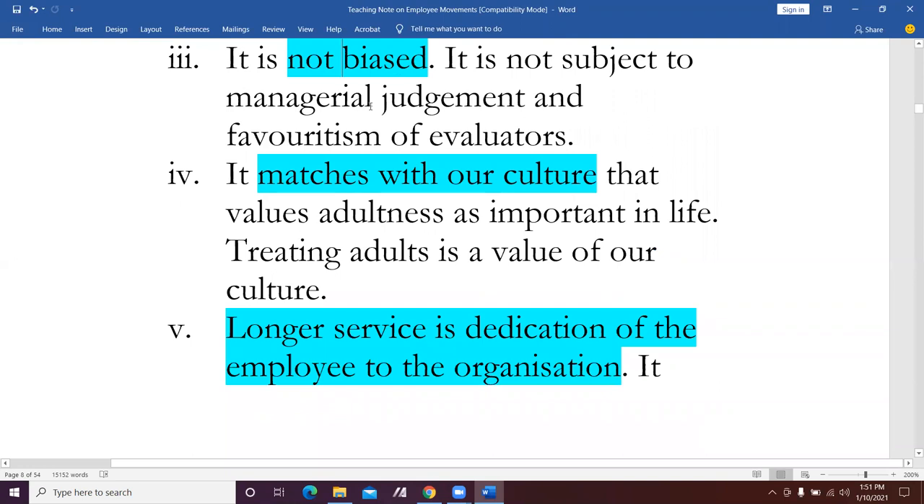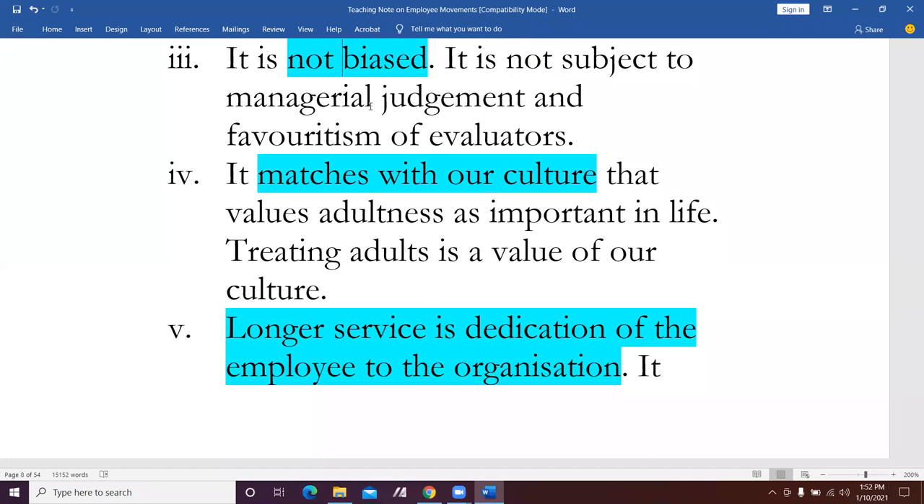Then it matches with our culture. Normally, in our culture, we have a value that adultness is considered important in life. So therefore, treating adults with respect is a value of our culture. Usually the most senior person from a group of employees who have applied for the promotion is the person who is the eldest.